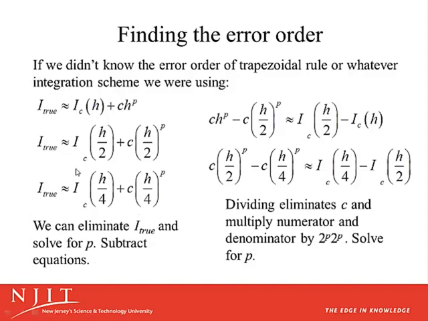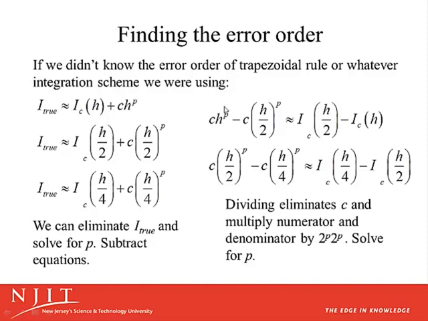So what we have is these three equations that are approximations for our true integral. We've computed three values, and we want to find how fast the convergence is, what's the order, what's the error of the scheme. And so we can take these equations and eliminate I true, because we don't know that, and we could solve for p. So we can subtract these equations, eliminating I true. For example, if we take the second equation minus the first equation, then we'll get the top equation on the right. If we take the third equation minus the second equation and reorder the terms, we'll get this second equation on the right.